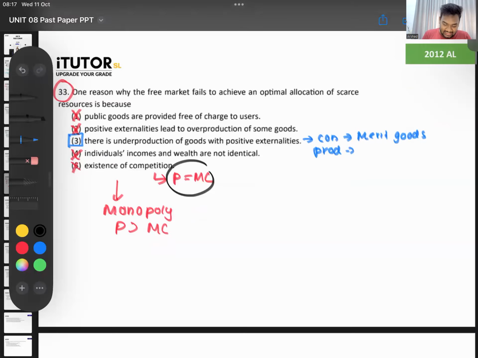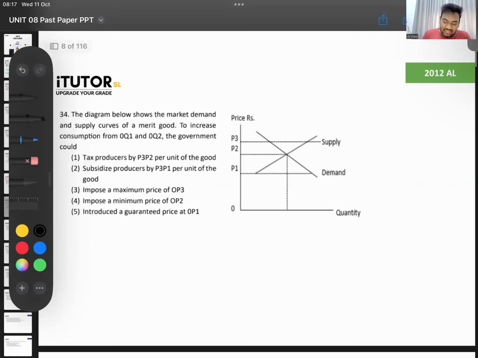Right, 33 is done. 34. This question, I think there is a small thing that is not there. OQ1 and OQ2. If I'm not mistaken, according to my memory, this was OQ1, this was OQ2. Can someone check the past paper and confirm? When drawing the diagram, I have missed it. OQ1, OQ2.